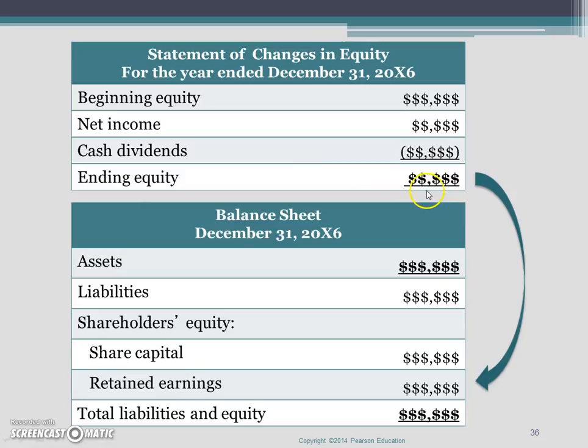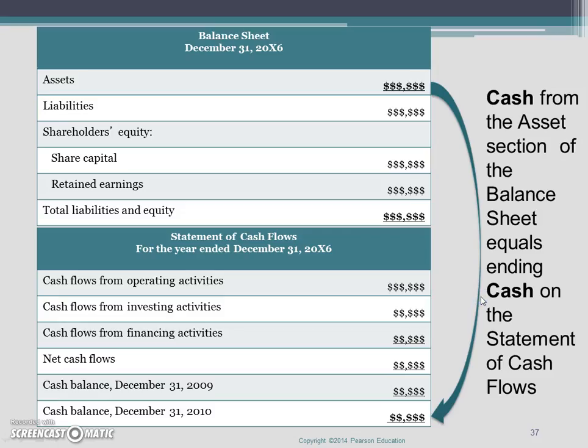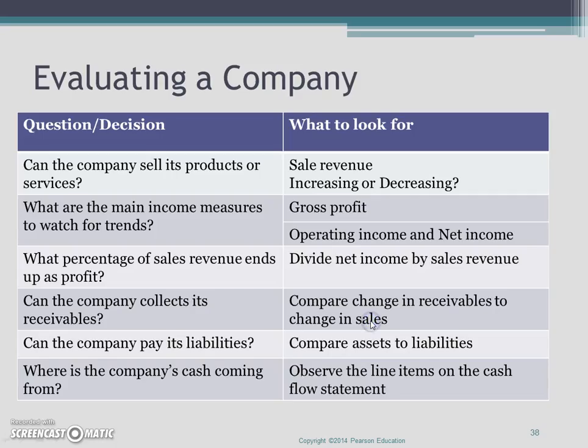Okay, so here it is, the statement of changes in equity, financial statement number 2. There it is, that ending equity. Where do you put it? Right in the balance sheet. Right in this category. Remember, assets equals liabilities plus equity, and therefore this should be balanced out. As you can see, cash from the asset section equals the cash in the statement of cash flows. So assets, cash, cash.